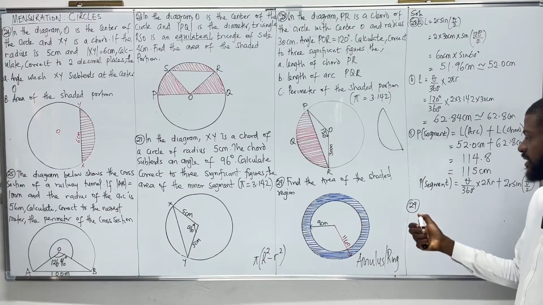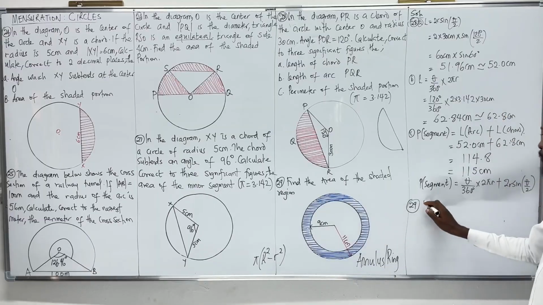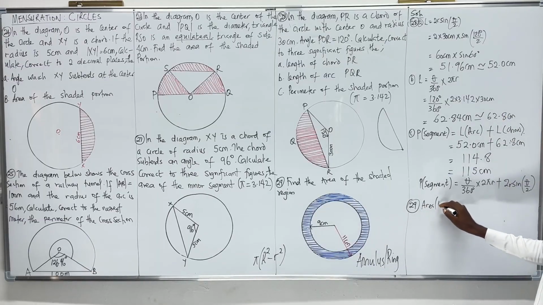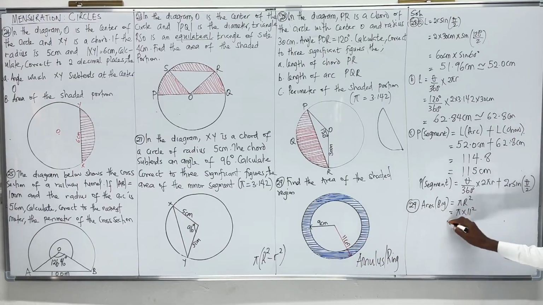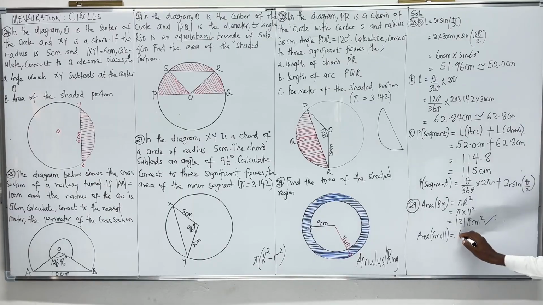But why is it like this? It's like this because let's say we want to find the area of the big portion. So area of the big one, that will be pi r squared. So that will be pi times, what's the big radius here? 11. So that's 11 squared. So that will be 121 pi centimeter squared. So this is the area of the big circle. How about the area of the small circle? The area of the small circle is still pi r squared, but we're going to be using the smaller radius. So that's times 9 squared. So that's 81 pi centimeter squared.